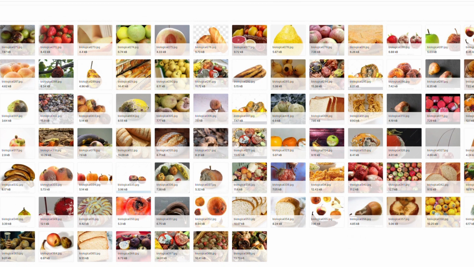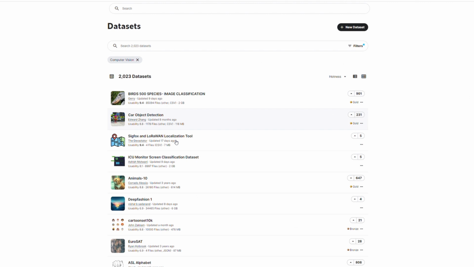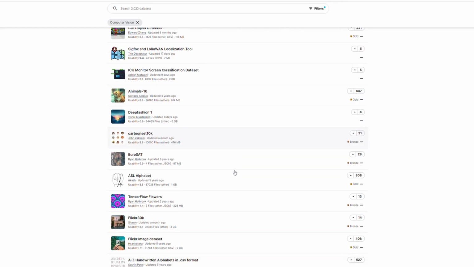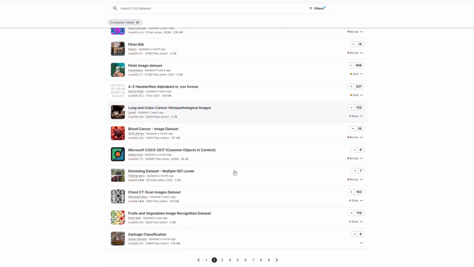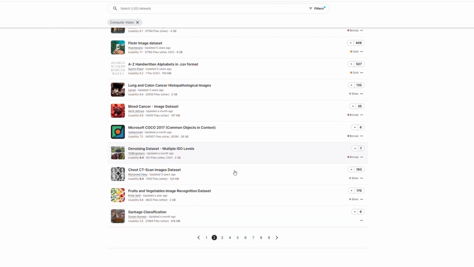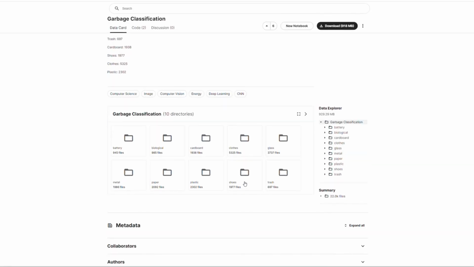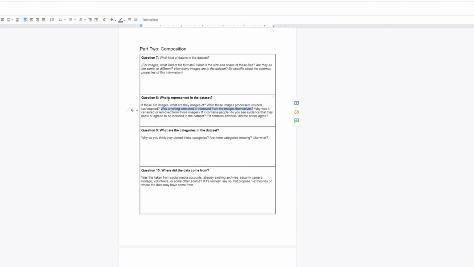I'm going to go back. Garbage classification. Okay. So what's represented in the data set? Was anything censored or removed? We asked that question. What are the categories? That's what we're looking at.